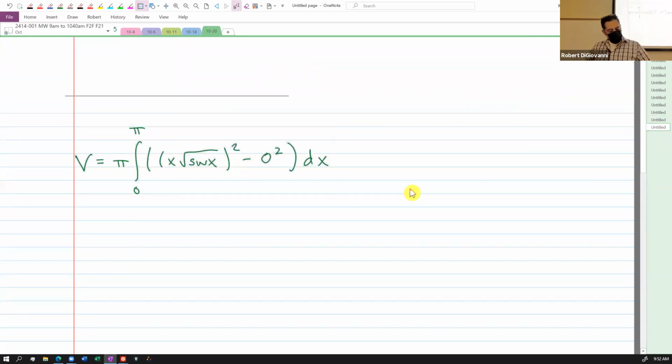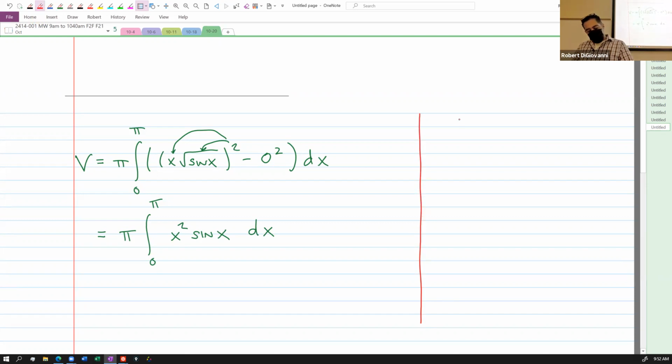Let's go ahead and square things. So this becomes pi integral 0 to pi. And then when you square that, you have to square both the x and the square root of sine. So when you square x, you get x squared. When you square the square root of sine, you get sine x. And then the 0 is not there. So there it is. And I want to take this all the way. So Cruz, I heard you said integration by parts. That's correct. I'm going to look at this integral by itself over here.